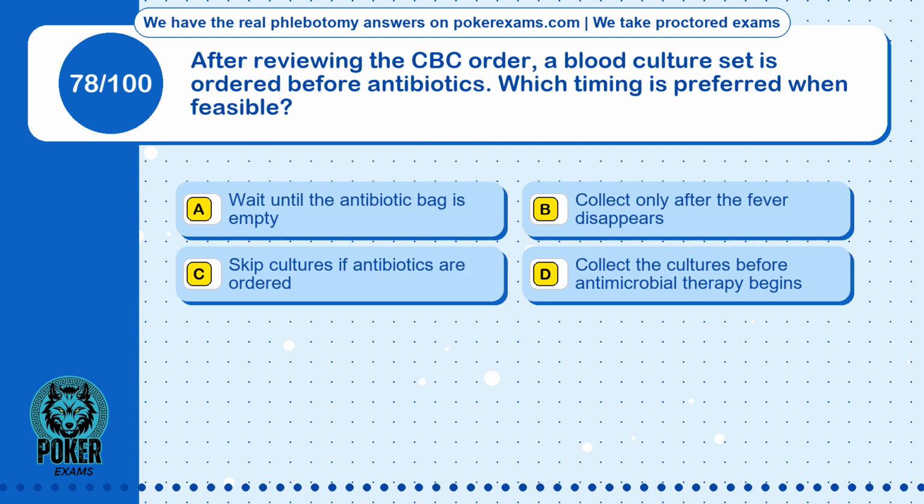Question 78. After reviewing the CBC order, a blood culture set is ordered before antibiotics. Which timing is preferred when feasible? Option A. Wait until the antibiotic bag is empty. Option B. Collect only after the fever disappears. Option C. Skip cultures if antibiotics are ordered. Option D. Collect the cultures before antimicrobial therapy begins.